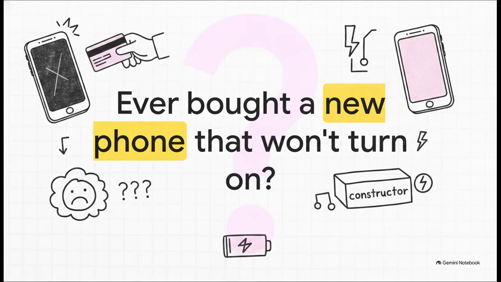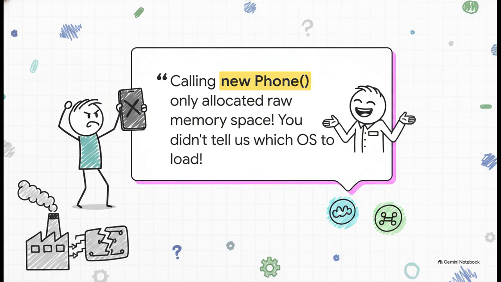So picture this. You walk into a tech store, right? You're pumped. You ask for their absolute latest, top-of-the-line smartphone, hand over your card, and they hand you this pristine, shiny glass brick. But you go to hit the power button, and literally nothing happens. It's totally dead. You press it again, and still nothing. So you complain to the clerk, but instead of helping, they just laugh at you. They're like, well, obviously it won't turn on. Calling a new phone just allocated the raw memory space. You never told us which OS to load.